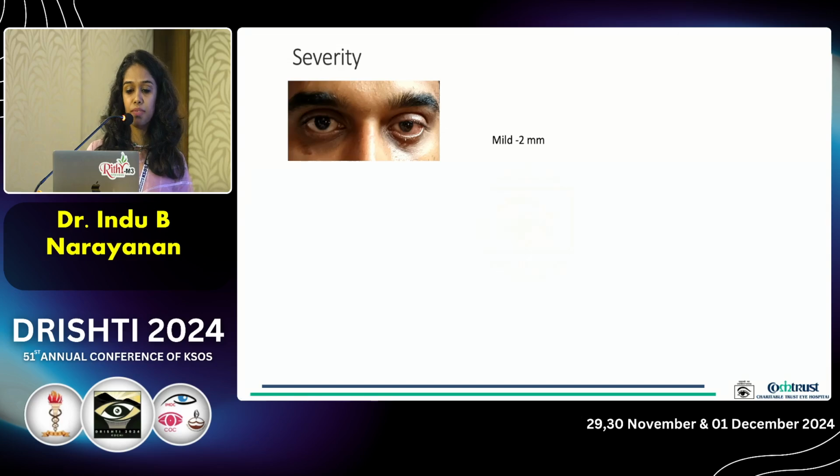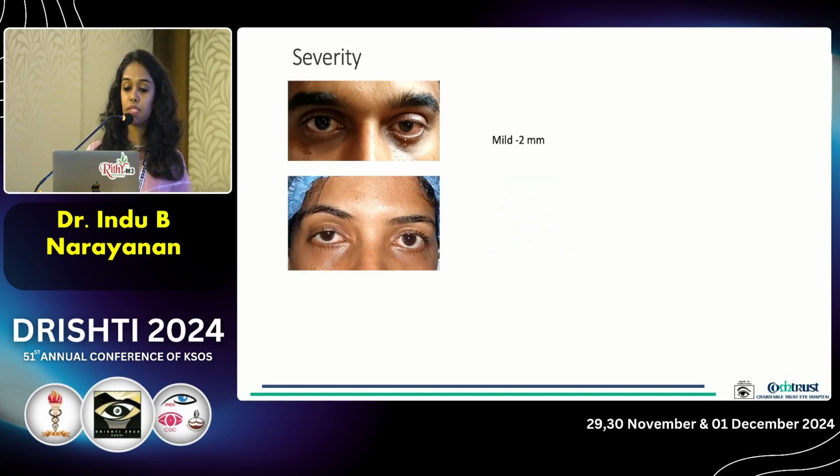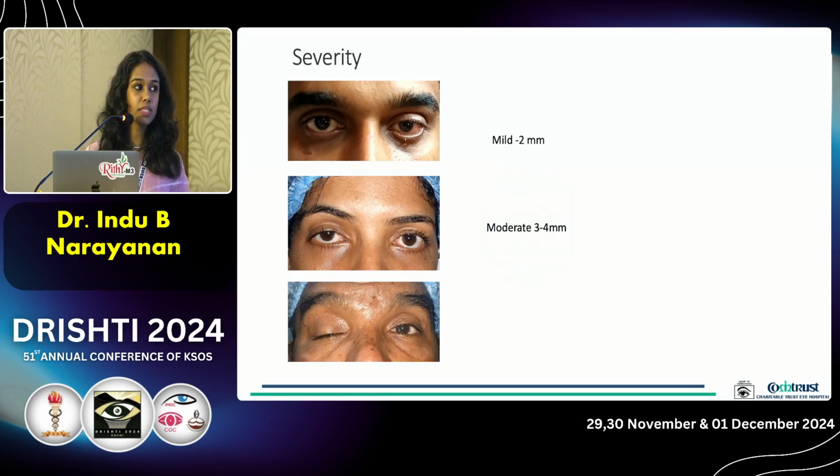Now coming to the severity. Mild ptosis is defined as a difference of 2 millimeters between the two eyes. If it is 3 to 4, it's a case of moderate ptosis, and if it's more than 4, it's severe ptosis.